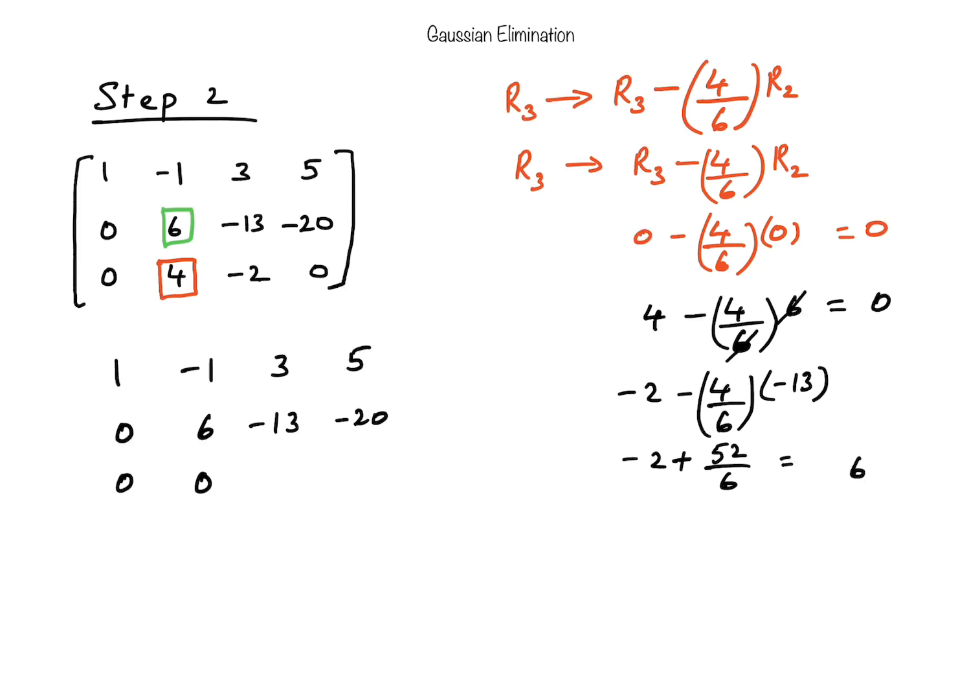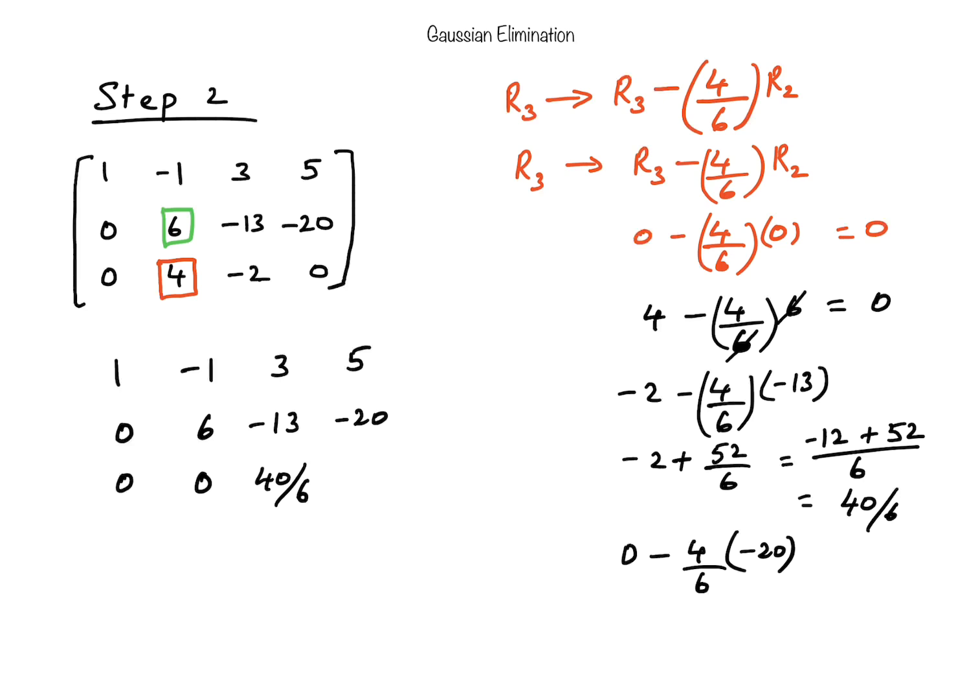So we'll take the LCM as 6, and this 1 6 is 6 into minus 2 will be minus 12 plus 52, which is equal to 40 divided by 6. So we get the number here as 40 by 6, and in the last element R3 is 0. So in place of R3 we'll put 0, and in place of R2 we'll put minus 20. So that will be 0 minus 4 by 6 into minus 20.